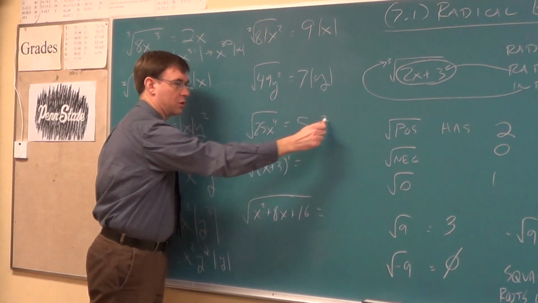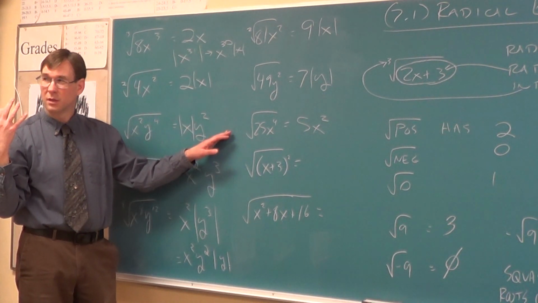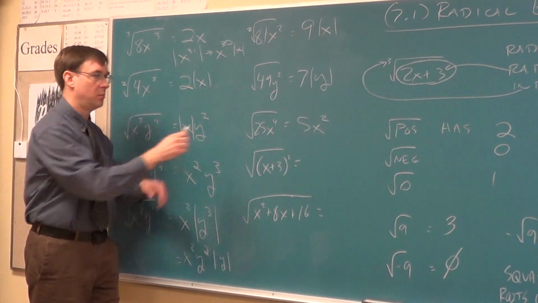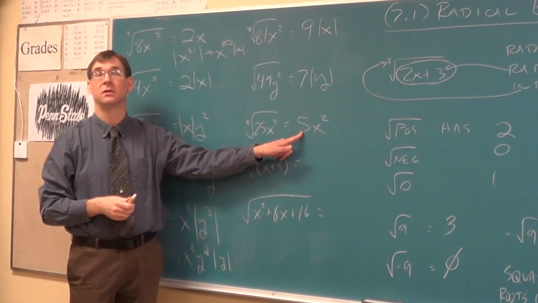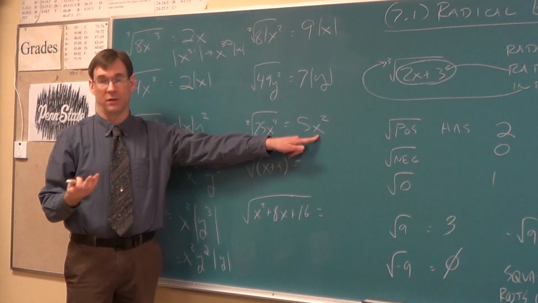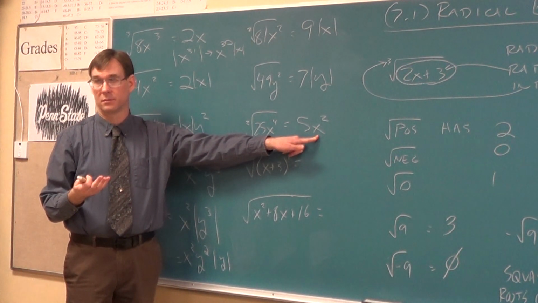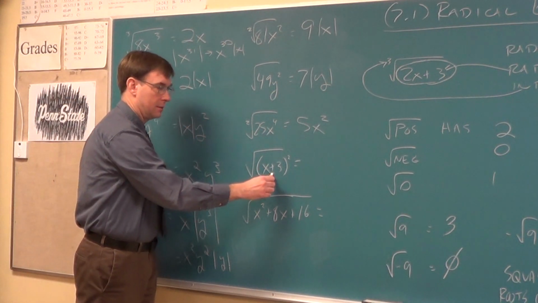5x squared. You're good? We're good. Did we have to think about the bars? Yes, because this was a 2. But we didn't actually need them because 5 is positive and any even power is positive. And the goal of the bars is to make things what they already are. So we're good. This, x plus 3.